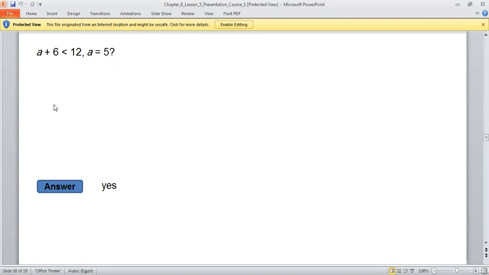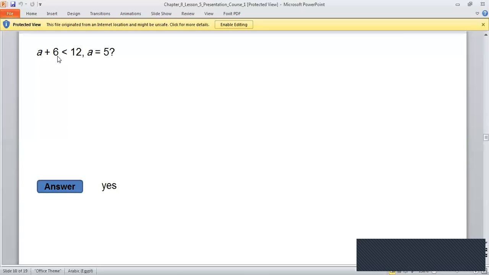So this number is 11. Is 11 less than 12? Yes. So a plus 6 is less than 12, because 5 plus 6 equals 11. Since 11 is less than 12, this statement is right, and A equals 5 is one of the solutions.